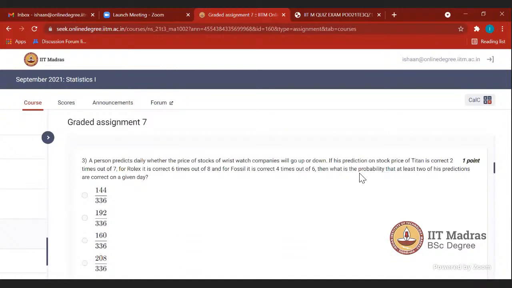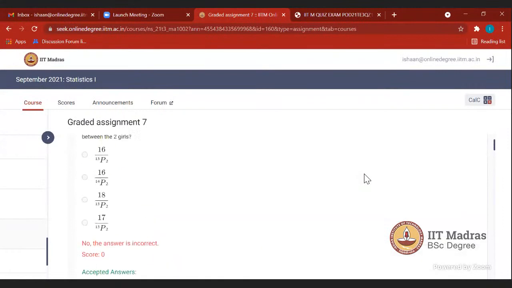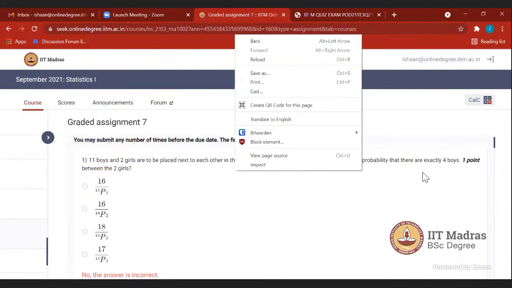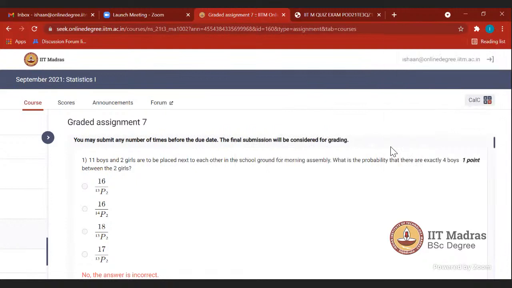Okay. First, third, you have to just make cases where at least 2 of his predictions are correct. Sir, in the first one only, why have we used 13P2 only? Like we have to arrange only girls. Yeah, because I'm only interested in the arrangement of girls, that there are exactly 4 boys between the 2 girls. I don't care about the arrangement of boys. I only care about where the girls are placed. And there should be any 4 boys. It doesn't matter which 4 boys they are. So I just placed 2 girls in 13 places.